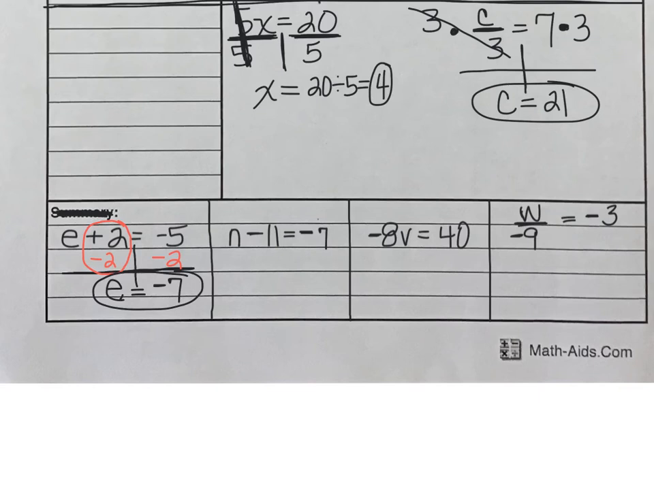Now let's try the second equation. This one involves subtraction. In order to undo subtraction, I need to do the inverse operation, which is addition. So I'm going to undo subtracting 11 by adding 11 to both sides. This time, n is equal to negative 7 plus 11, which is 4.